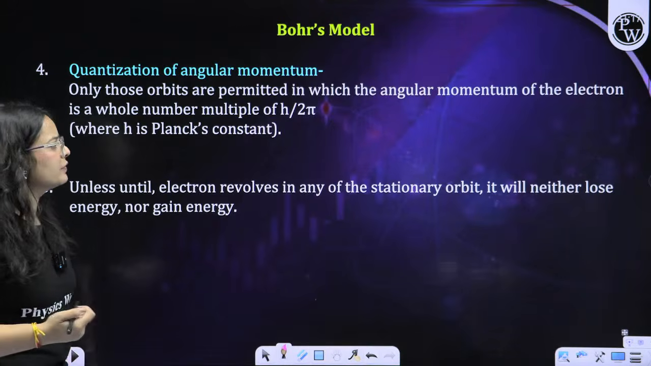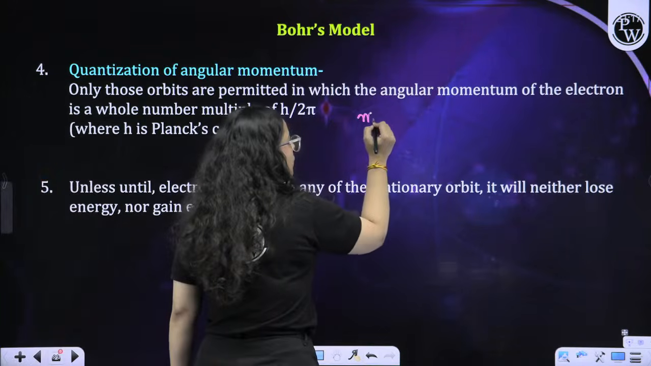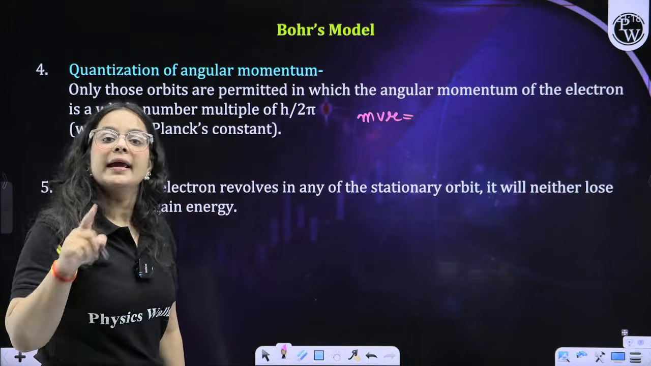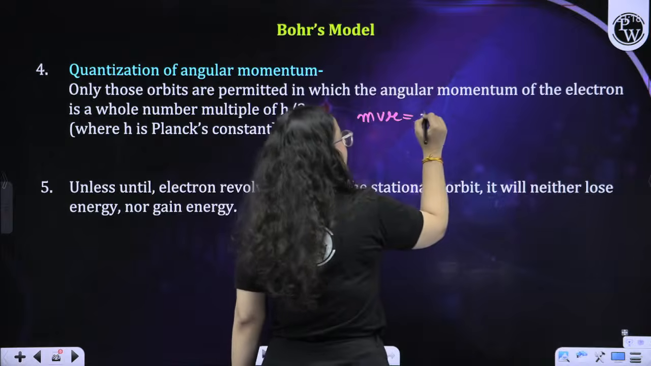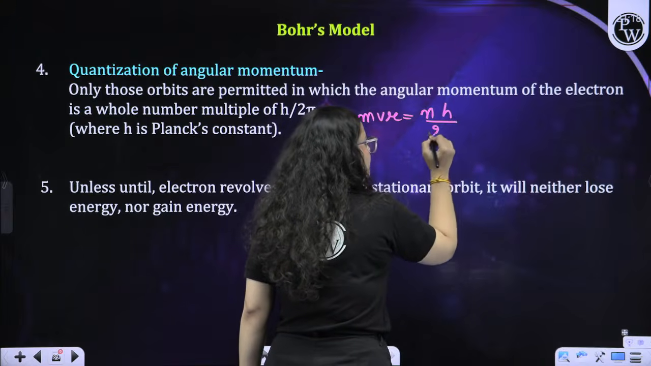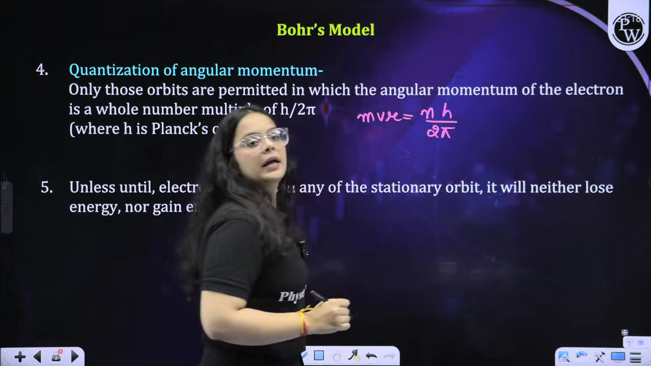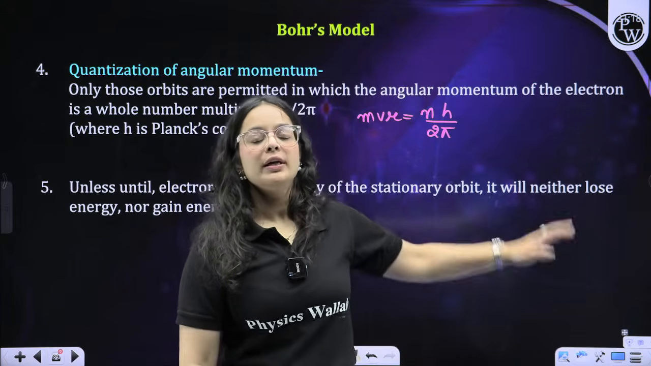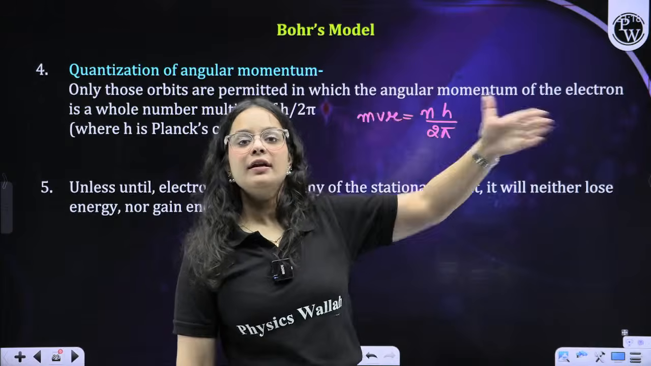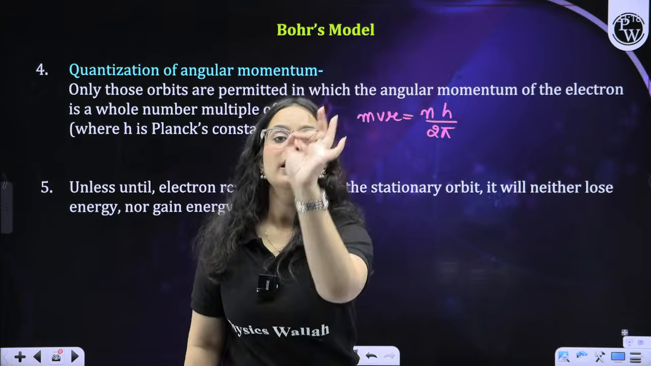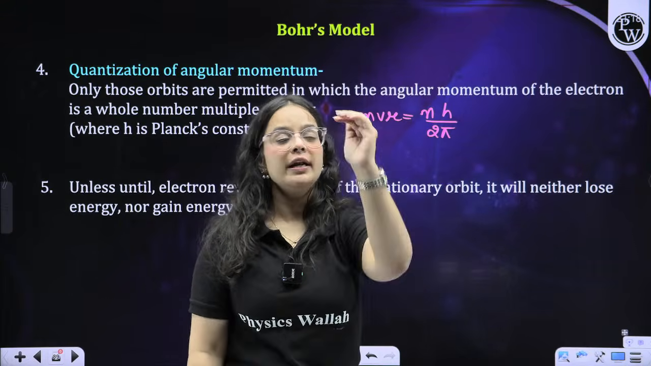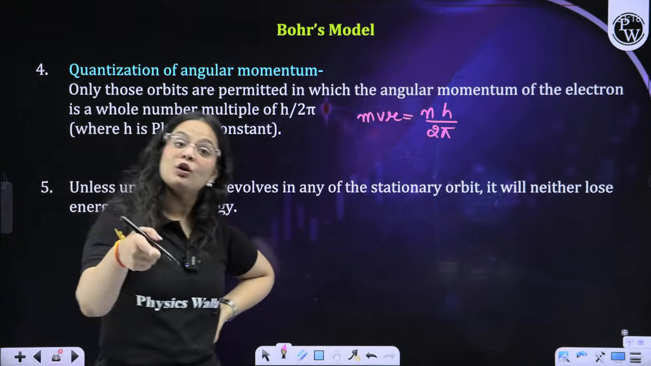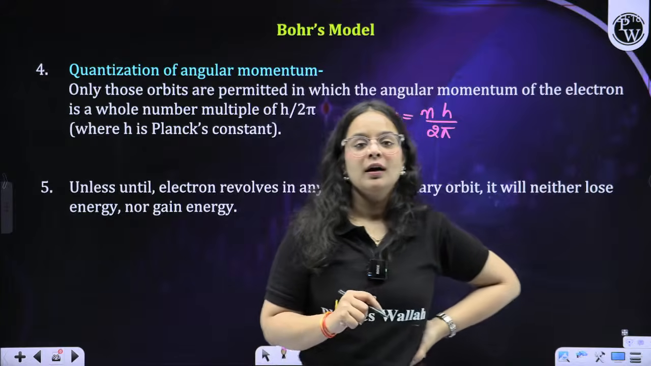And now the question is quantization of angular momentum. What is the meaning of this? The electron will revolve only in those particular orbits where the angular momentum mvr is an integral multiple of h by 2 pi. This is the integer value, so here n can be 1, 2, 3 and so on. So the electron will revolve only in those particular orbits whose angular momentum is an integral multiple of this. This was also one of your PYQs covered, right?